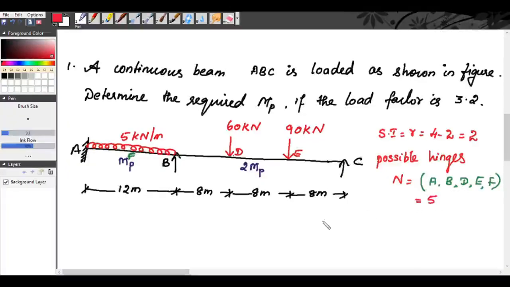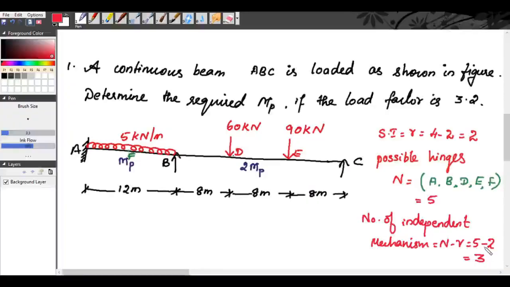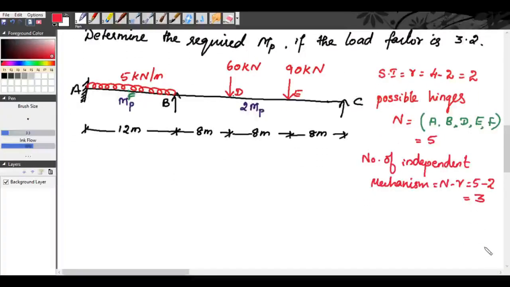So, now the number of independent mechanisms. Number of independent mechanisms is equal to n minus r, 5 minus 2 is equal to 3. So you will have 3 independent mechanisms. So let us see how the 3 independent mechanisms occur. Okay, so the first, for the span AB, the beam mechanism for the span AB.